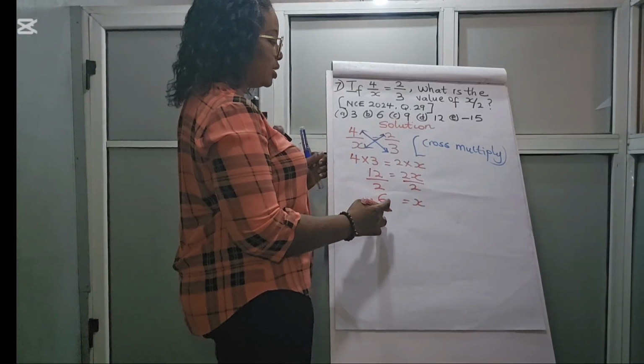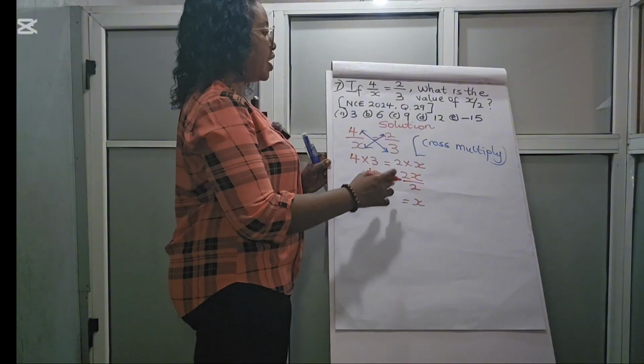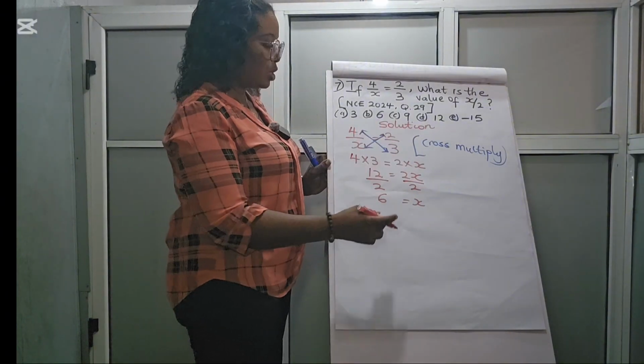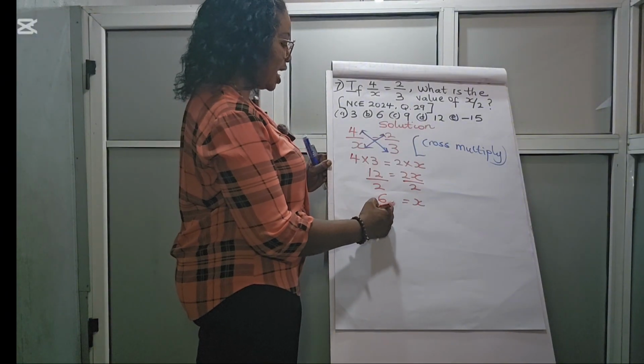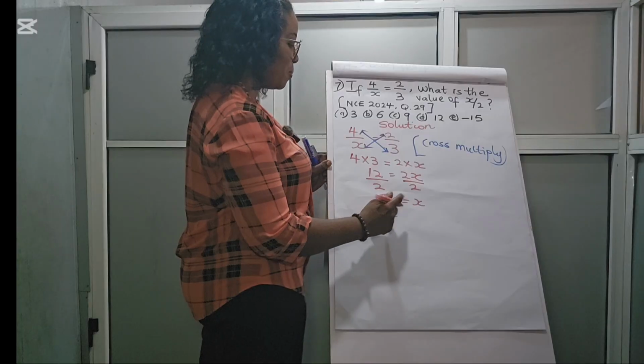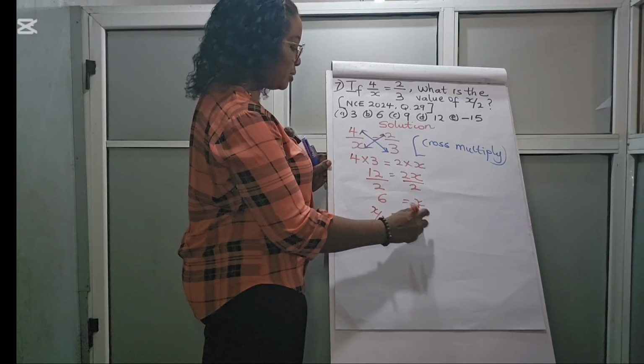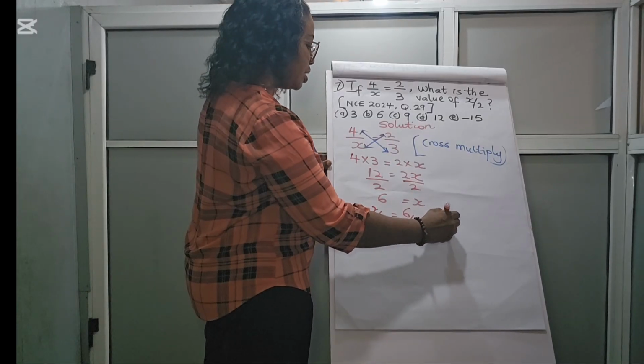But we know that the question says find the value of x over 2. So whatever your x is, x over 2 will become 6 divided by 2. And that will give us what? 3.